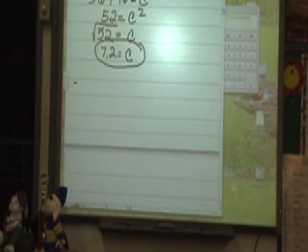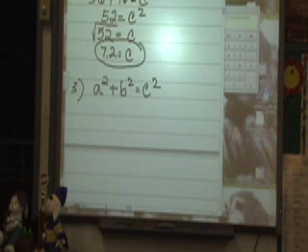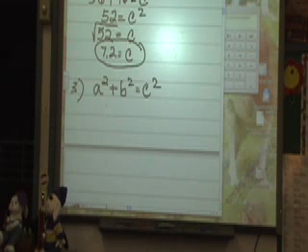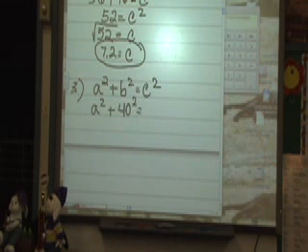Number 3, copy the formula down again. A squared plus B squared, the sum of the legs squared, equals the hypotenuse squared. What are you going to put in for A, Libby? 42. I don't think A is given. Look at the triangle. So that stays A squared. What are you going to put in for B? 40. And that's going to be squared, and C is going to be 41 squared.